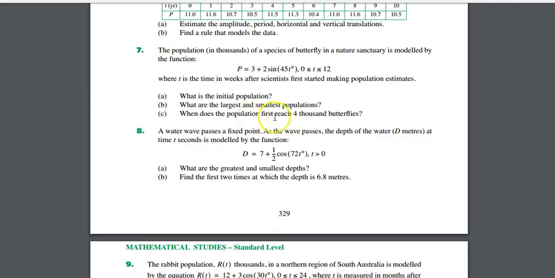But when does the population first reach 4,000? This is where you would say, okay, let's graph two equations, y equals 4 and y equals this guy, and find out the first time, based on that word, the first time where those two graphs intersect. That would be the easiest way for answering that one.